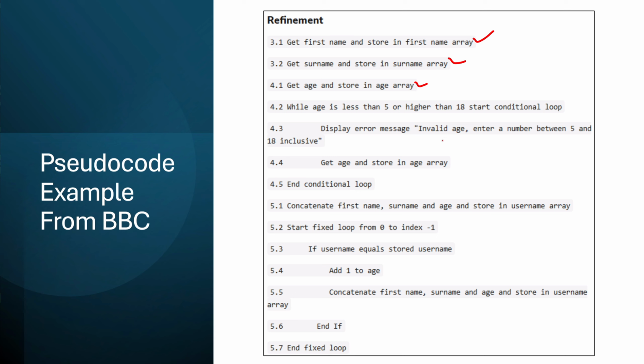So it's saying display error message, invalid age, enter a number between 5 and 18 inclusive. This is just a thing that we can put on screen to say you entered something wrong, please try again. Get age and store in age array. End conditional loop. So this is essentially going to check if the age that's been entered is correct. Next, we have concatenate first name, surname, and age and store in username array. Concatenate simply means to join.